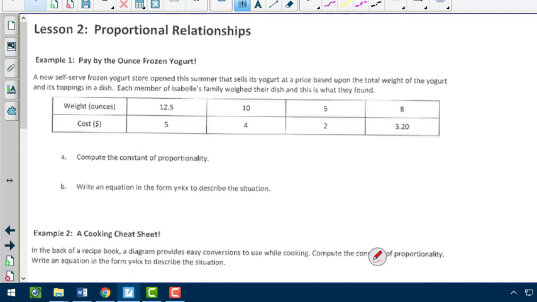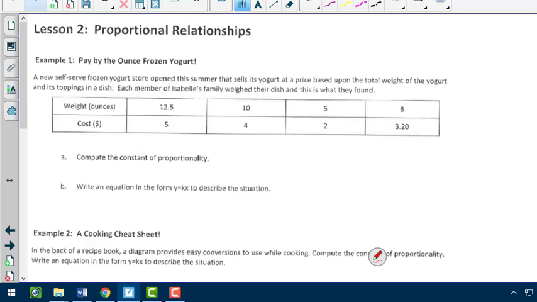Next page. A new self-serve frozen yogurt store opened this summer that sells yogurt at a price based on the total weight of yogurt and the toppings in each dish. Each member of Isabel's family weighed their dish, and this is what they found. So someone had a weight of 12.5 ounces for $5, 10 ounces for $4, 5 ounces for $2, and 8 ounces for $3.20. Compute the constant of proportionality.